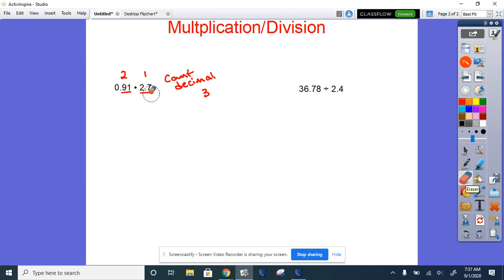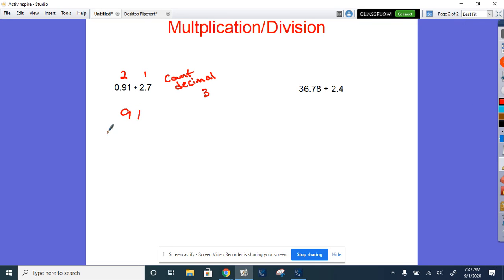So now when we multiply, we are going to multiply these without the decimal. So I'm going to make it 91 times 27. This is your old school way of multiplication. This is the old algorithm that I and the rest of your teachers actually grew up learning. And now you just multiply as you've done in the past. 1 times 1, your ones column. So 7 times 1 is 7.